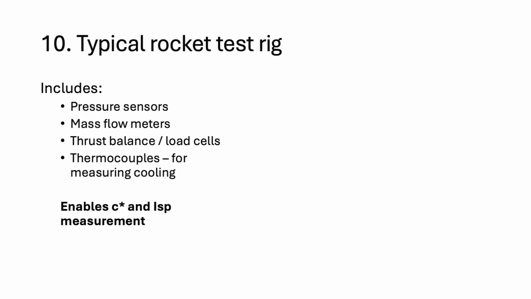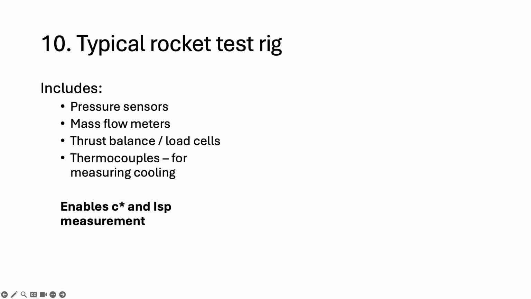Earlier, we talked about how important C star, or characteristic velocity, is to rocket performance. But how do we actually measure this and find out how good our rocket engine design is? Well, in a typical rocket test rig, you'll find a number of sensors to measure things like pressure, how much rocket propellant is flowing through in mass terms per second, what the thrust is, technically called a load cell, and thermocouples to see how hot it's getting and how well your cooling is working. All these collectively enable you to measure C star and ultimately compute ISP.